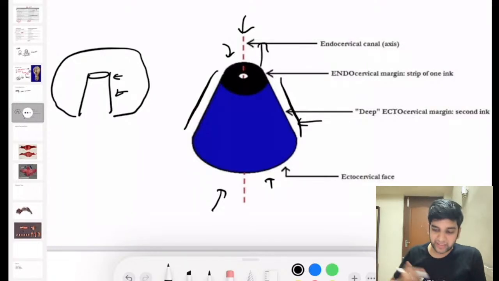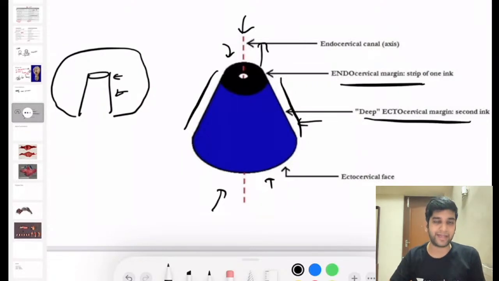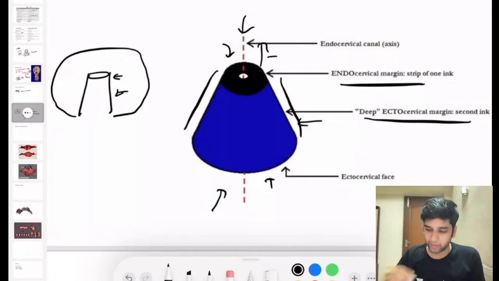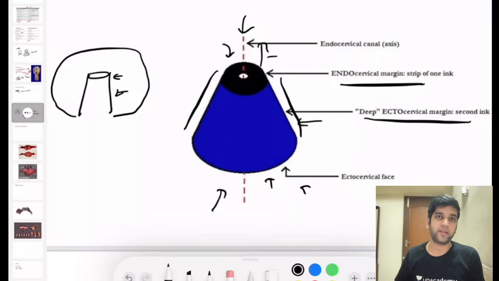I do expect it to grow on the sides. Fine. So this deep ectocervical margin and your endocervical margin has to be inked at any cost. If you want, you can ink the endocervical canal as well. This is not much required. If you want, you can ink it and say that, okay, the lesion is so and so diameter, centimeter away from the free ectocervical face. Not required generally, but these two inking are must.